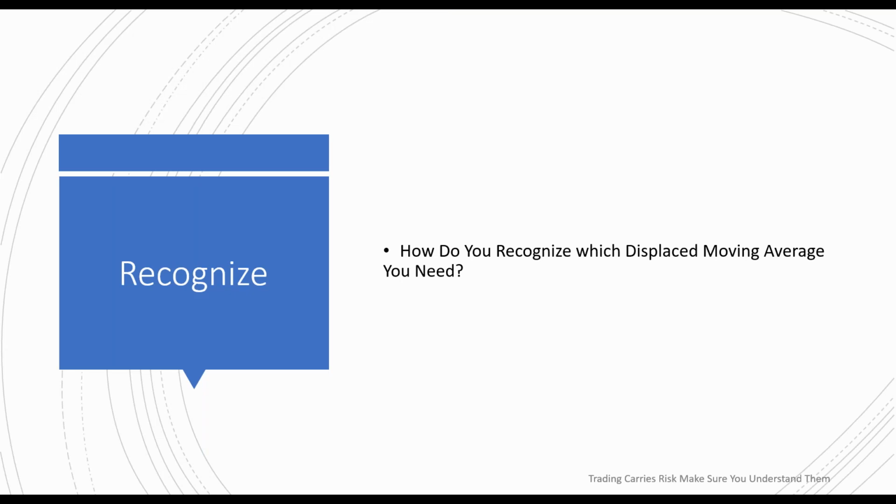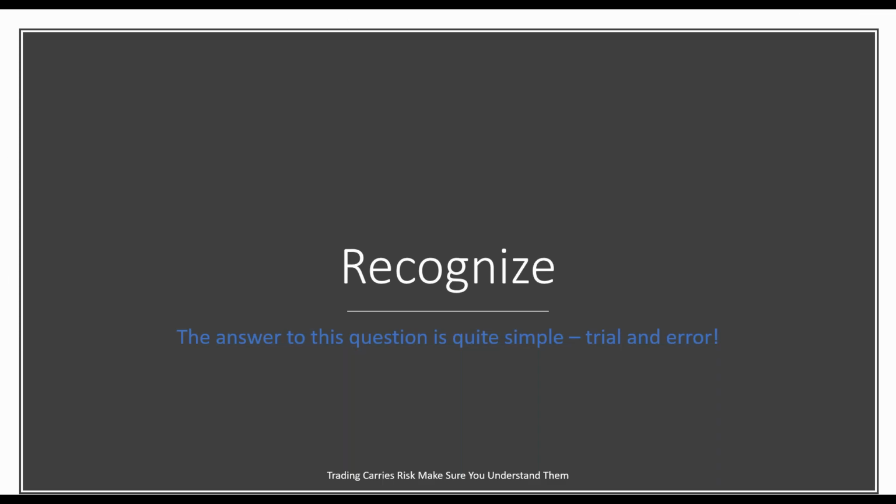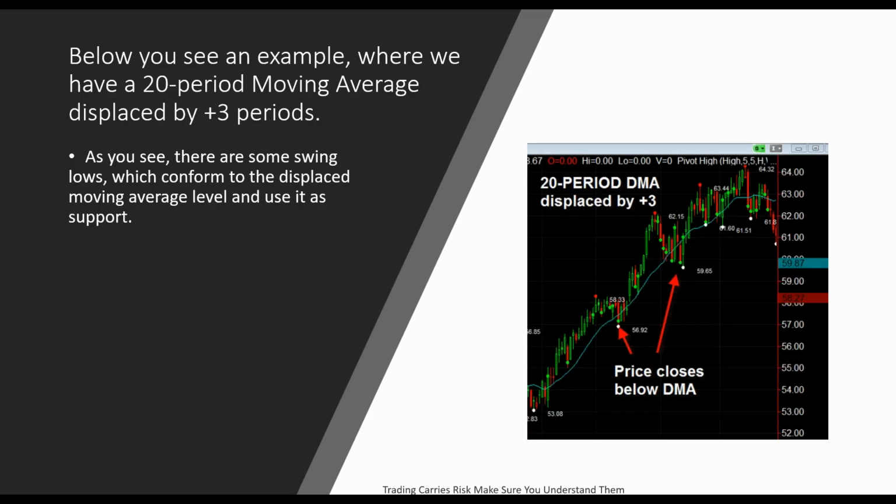So how do you recognize which displaced moving average you need? Well, the answer to that question is simple, and I've said it a couple of times. It's trial and error. As you see here, there are some swing lows which conform to the displaced moving average and use it well as support. So the best way to do it is to put it on your charts, see how well it's reacting to the price, and determine what period.